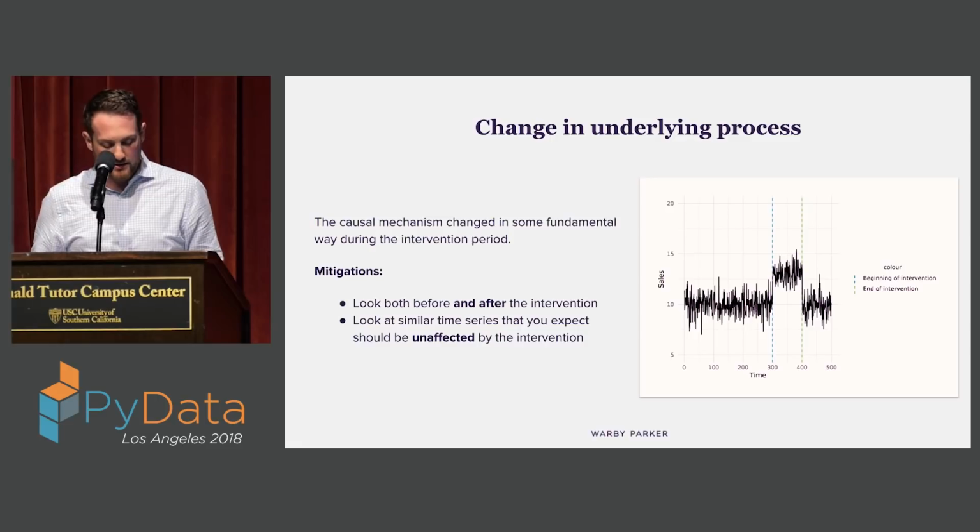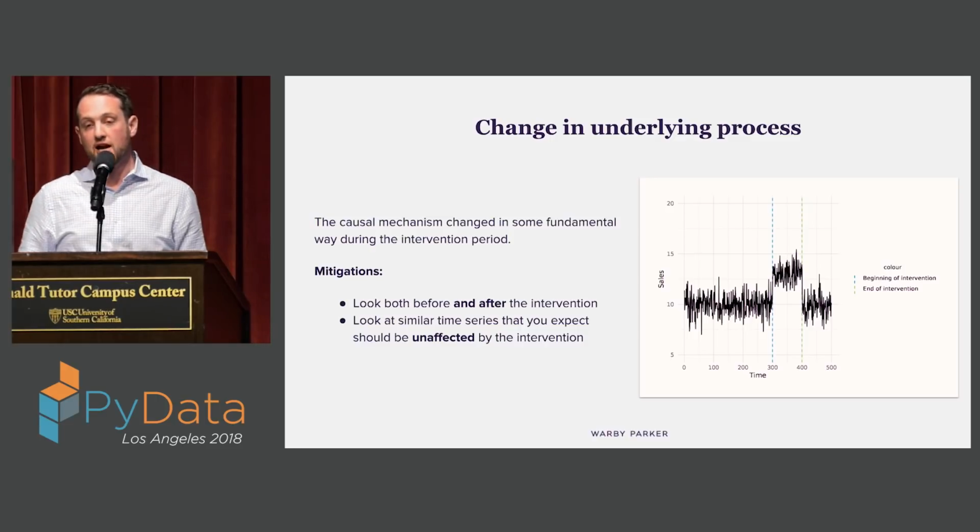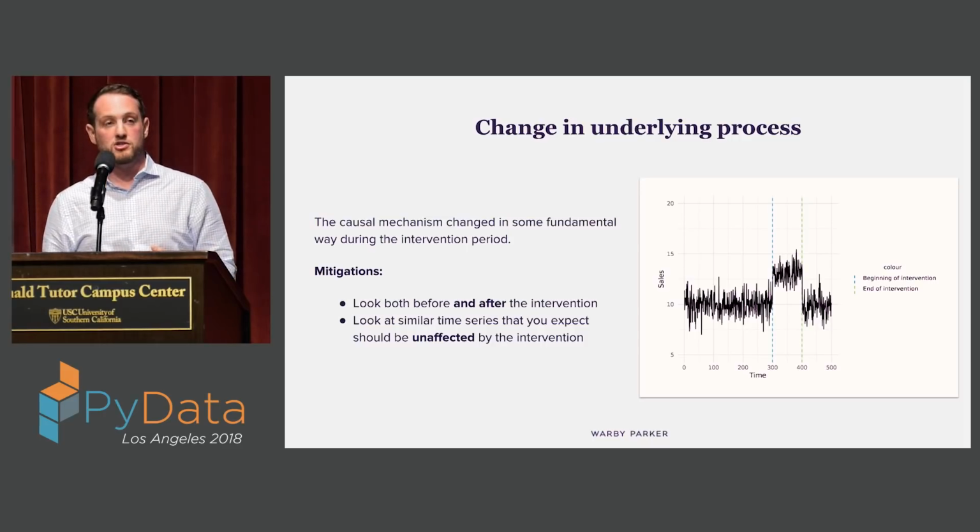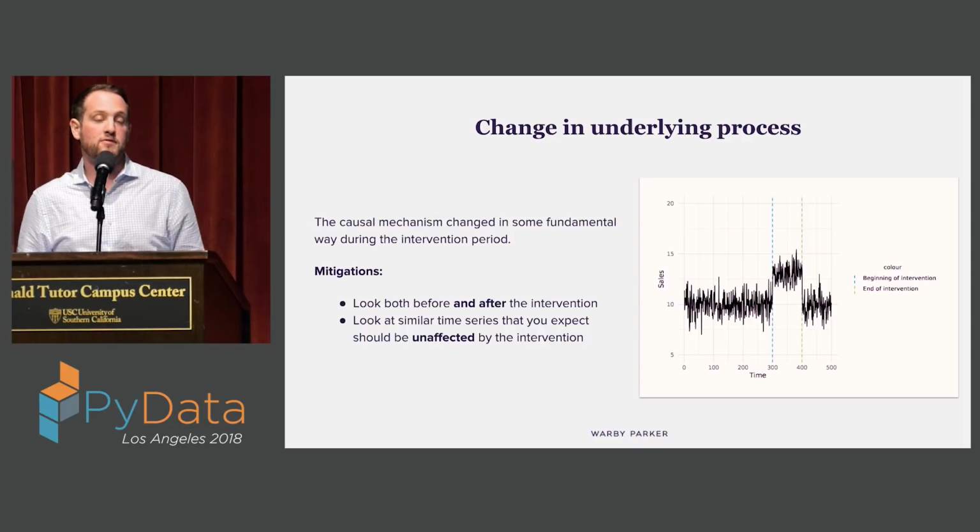And secondly, you can look at other similar time series that you think follow a similar process but should be unaffected by your intervention. So for example, if you have access to market level data for your industry, then you would expect that the same underlying global factors would affect that. But if your model is predicting that your ad boosted your competitor's sales, then that's probably a sign that something else is going on that your model doesn't know about.